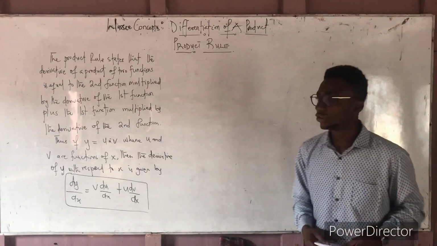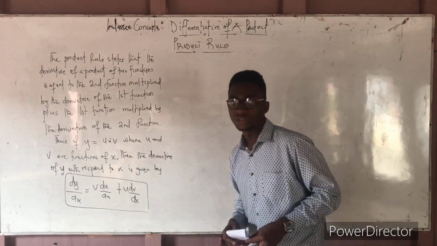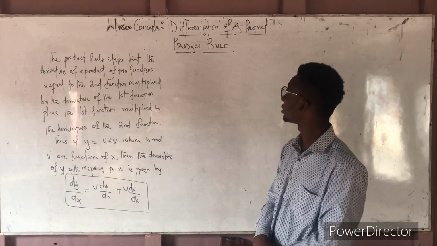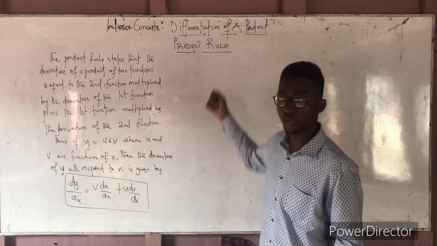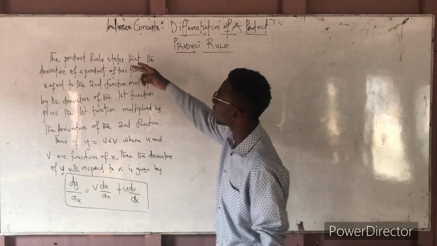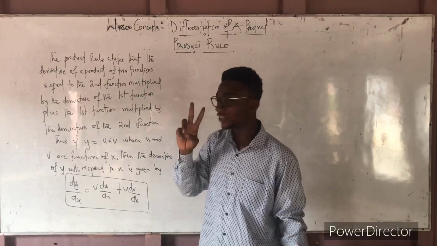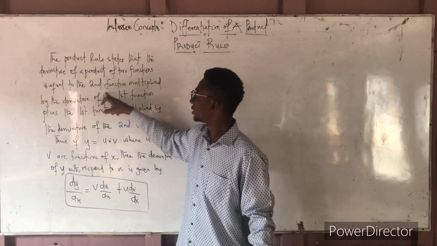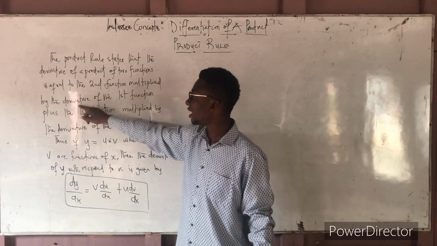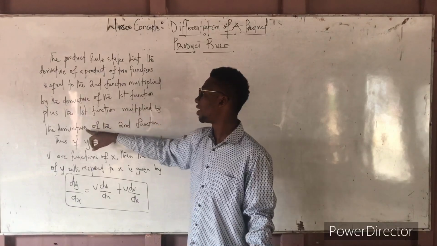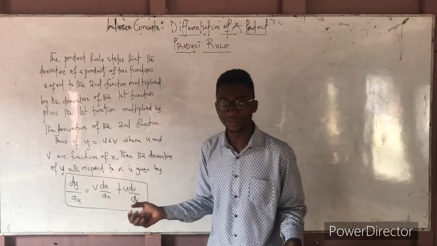Okay, good day, class. Today we'll be looking at differentiation, calculus differentiation. We'll be looking at the differentiation of a product. That is the product rule. The product rule states that the derivative of a product of two functions is equal to the second function multiplied by the derivative of the first function plus the first function multiplied by the derivative of the second function. It's very simple.